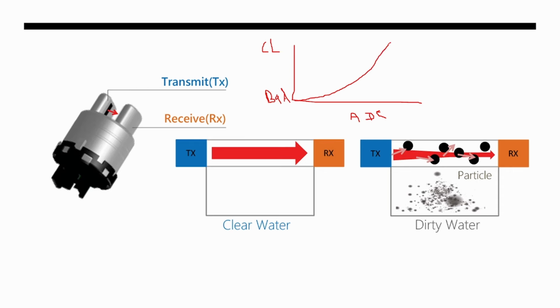So ultimately you have to measure the ADC. If ADC is high, the water is cleaner. If ADC is low, the water is bad, right? So this is the overall principle.